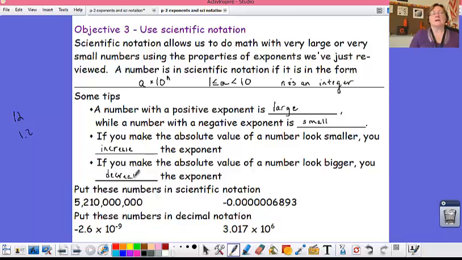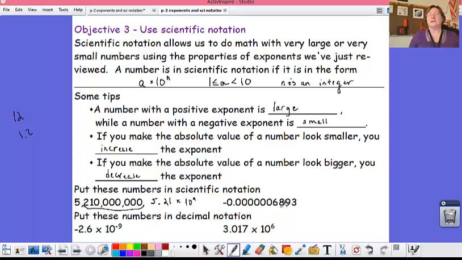And I've got a couple of problems that I want us to look at here. We're going to put these two numbers in scientific notation. This is a big number. It's going to have a positive exponent. You're going to move the decimal point so that only one place is in front of the decimal point, 5.21 then. Right, we move it from here to here. And then we just got to count the number of places we moved, and it was 9. So 5.21 times 10 to the 9th.